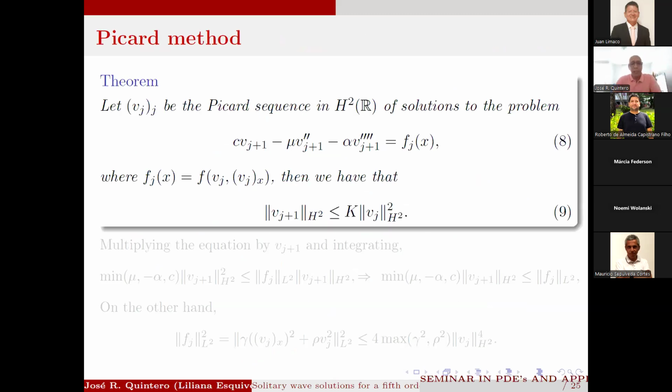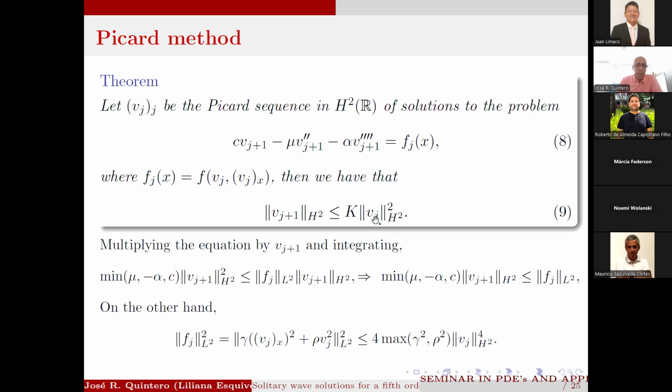And then with that, just try to use the Picard method for this. You just construct the sequence and try to do the right estimates, essentially to get the contraction argument. The first thing is that this is bounded: the norm of b_{j+1} in H2 is less than or equal to k times the norm of b_j to the power two. This follows just by multiplying and doing integration. To bound this one, which is an integral in L2, you use the fact that u_x is in H1 and b is in H2, and then you get this estimate.